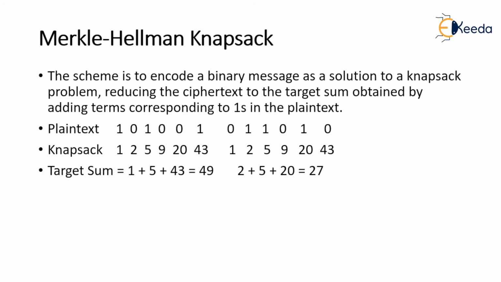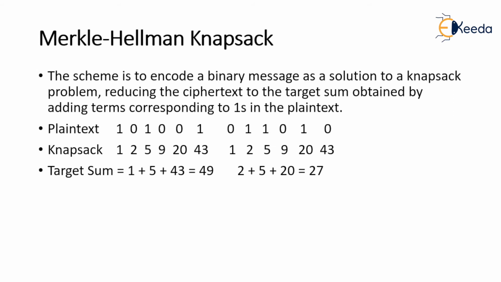Suppose the plain text we have is in binary format, that is 10100101110, and the Knapsack set is given as 1, 2, 5, 9, 20, 43. So we place the Knapsack set against the plain text binary message, and then the target sum which we get is corresponding to the ones in the plain text.